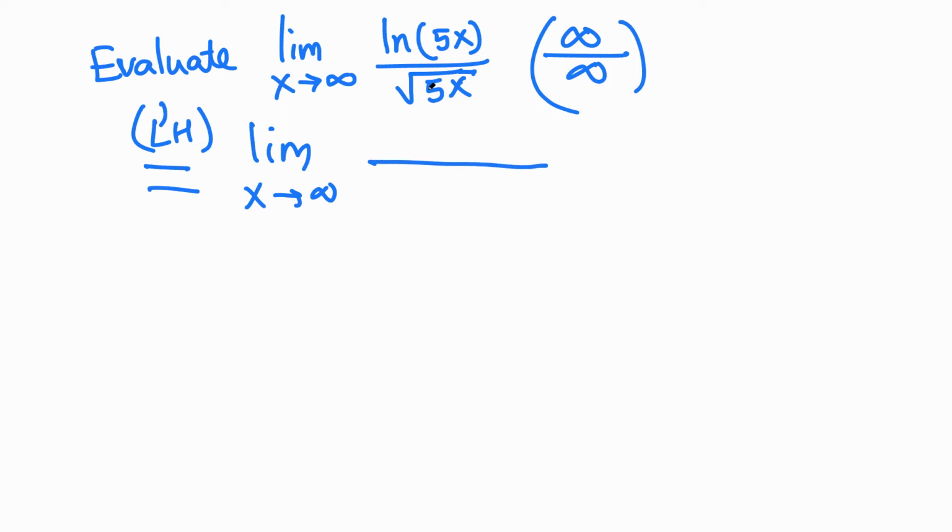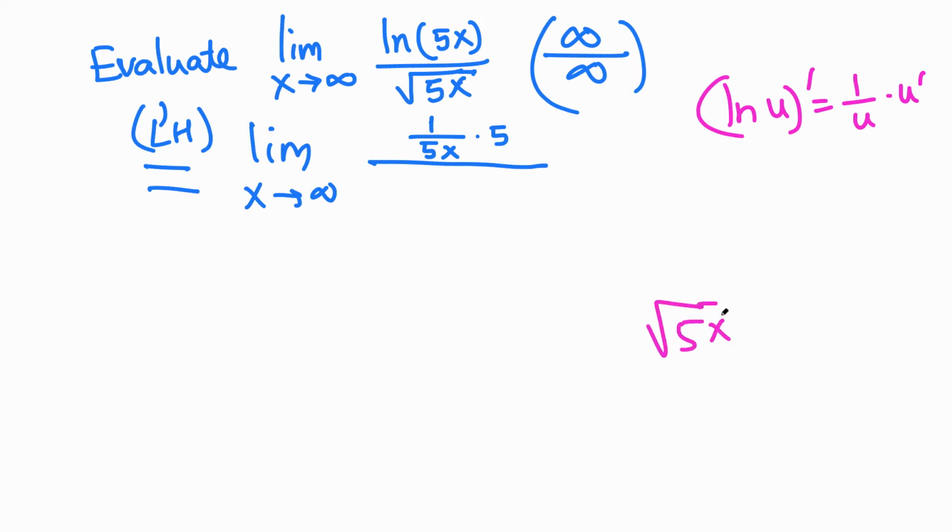Okay, so natural log of something, not only x, is 5x. When we have natural log of function of x, that is 1 over u times u prime. So let's use that. So 1 over 5x times the derivative of 5x, which is 5. That's the top. On the bottom we got square root of 5x, so that is in fact 5x raised to 1/2.